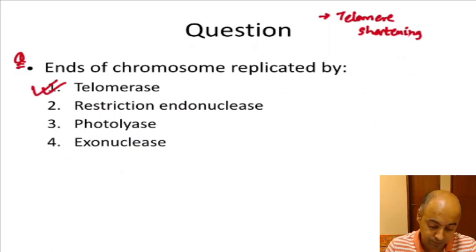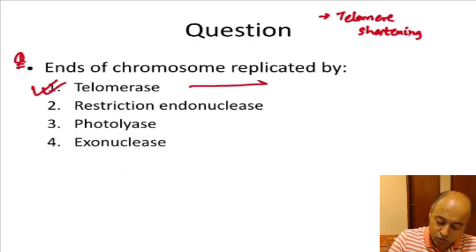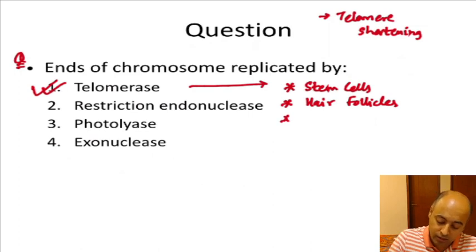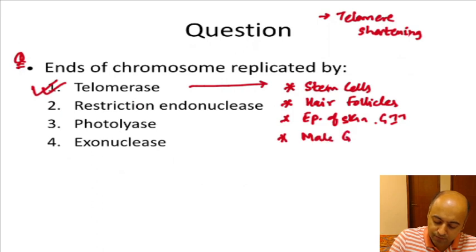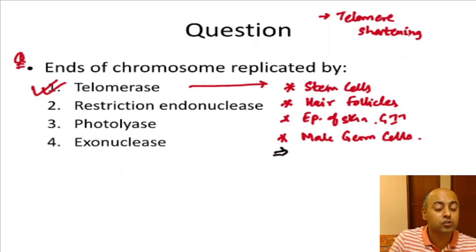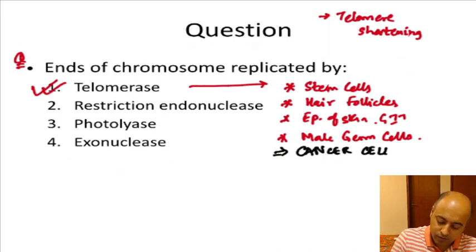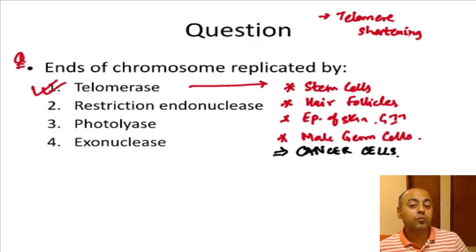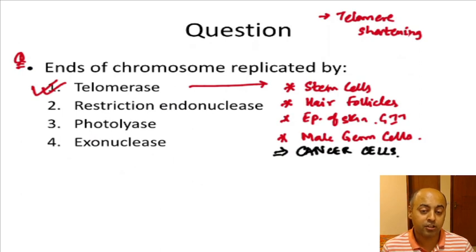This telomerase is commonly present in the stem cells. It is present in the hair follicles. It is present in the epithelium of skin and GIT. It is present in the male germ cells. These are some of the places where commonly you'll find the activated telomerase. Unfortunately, telomerase is also activated in the cancer cells. So these are some places where the telomerase will be active. Please keep that in mind.